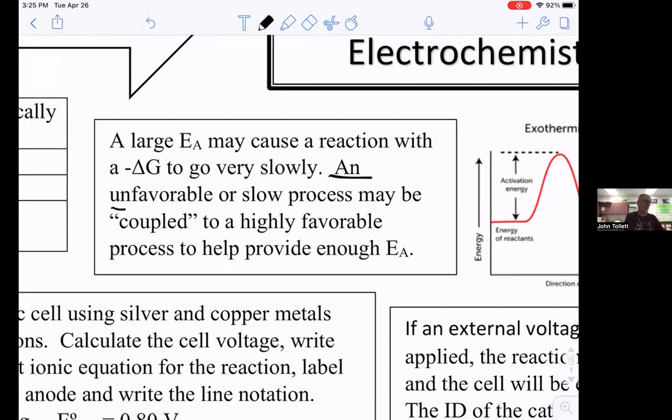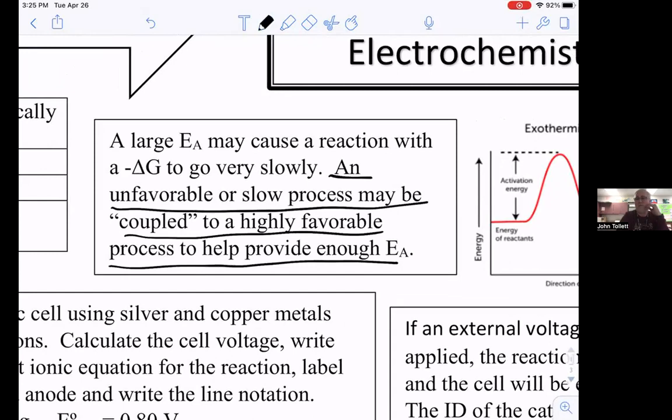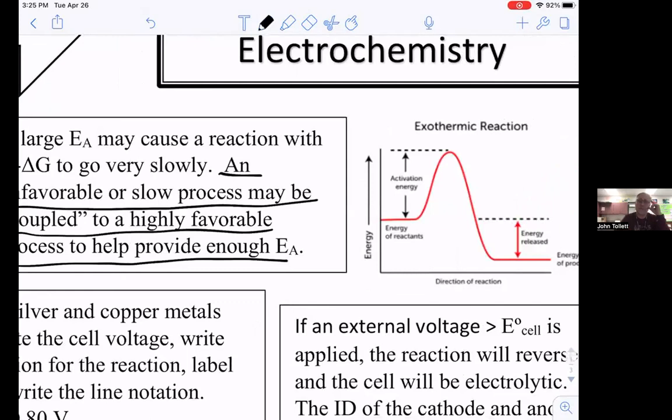An unfavorable or slow process could be coupled to a highly favorable process if you have enough activation energy. Now, if you were to heat the system up, you're really not changing the amount of energy necessary for it to happen. You're just giving more of the molecules the necessary activation energy. We talked about that using Maxwell-Boltzmann distributions, and you should be familiar with that already. You don't change the curve at all. The only way to change the curve is to add a catalyst, right? And then lower that amount of energy necessary because you've taken care of the alignment part. Giving it enough energy part is the temperature.